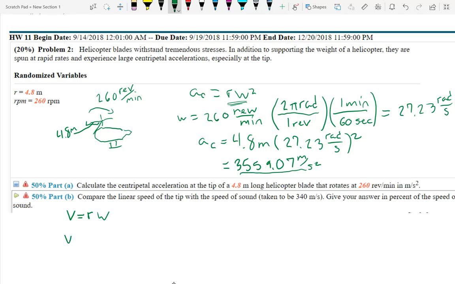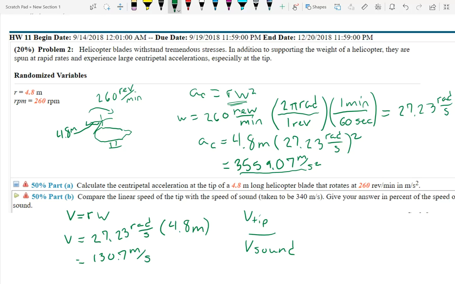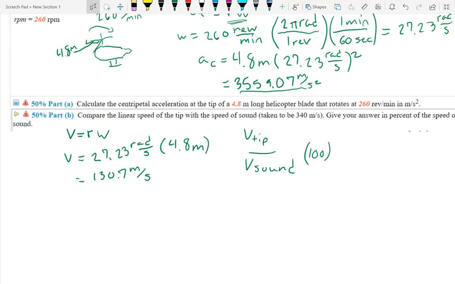And so we have V equals 27.23 radians per second times 4.8 meters. And that will give us a velocity of 130.7 meters per second. And then we use the formula for finding how it compares to the sound. We have velocity of the tip divided by velocity of the sound times 100 to give us the percent. And that will be 38.4.